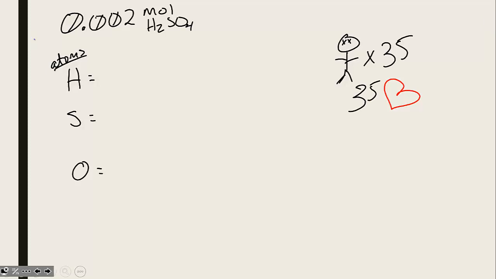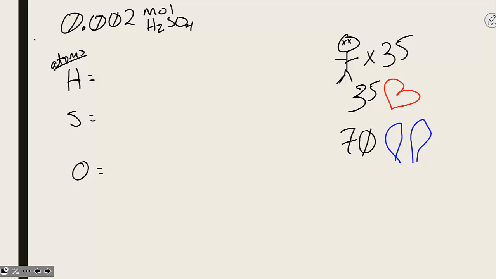Very good. Now, here's the hard question. If I chop up 35 people, how many lungs do I get? Well, you would get 35 pairs of lungs, so you would get 70 lungs. Now, same principle.